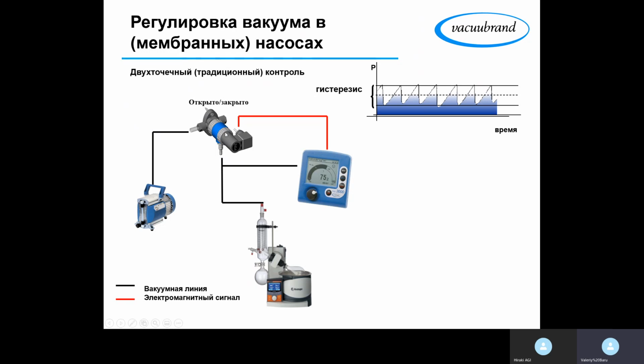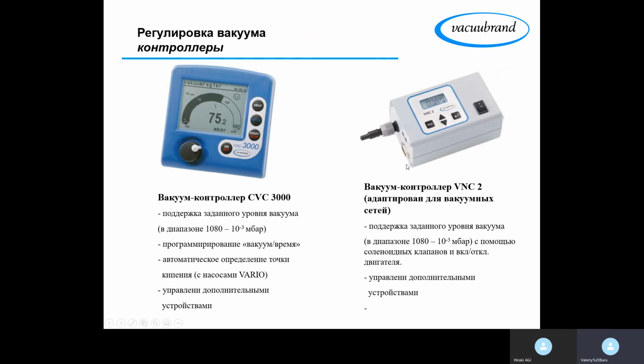Here we are controlling the valve which opens and closes. But there is another way of controlling the vacuum. We can control the vacuum pump directly, where the controller tells the pump to switch on or switch off. And this is a very rough vacuum control system, so I personally do not recommend using it. But for some simple applications like filtration, it can be used.